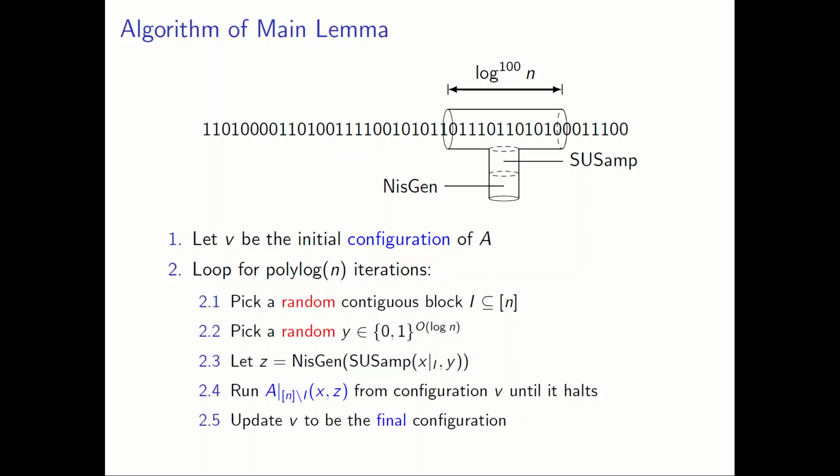Okay, and then we just store our progress in the V variable. We update V to be whatever configuration the restricted algorithm halted in, whether it halted early because the algorithm tried to read from this part, or the final configuration if the restricted algorithm actually made it all the way to the end of the computation. Okay, so we do that for polylogarithmically many phases, and then that's it. We just accept or reject depending on this final configuration V.